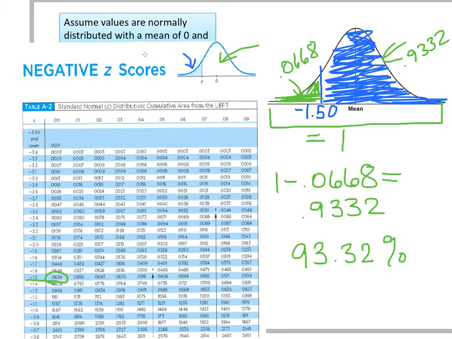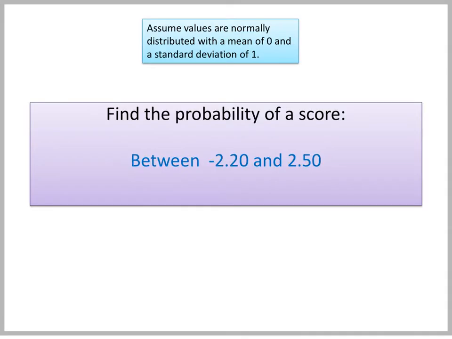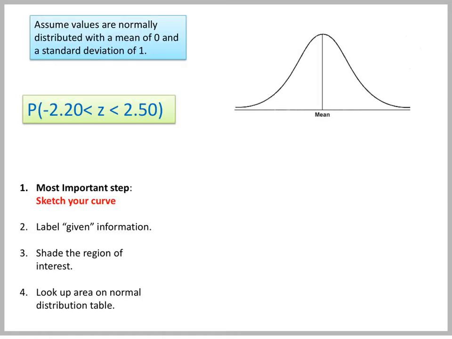Let's do another example. In this example, we're going to find the probability of lying between two z-scores, between a negative z-score and a positive z-score. What's the probability of being between negative 2.20 and 2.50? Again, let's sketch the curve. So our first z-score is going to lie over here on the left at negative 2.20, and our other z-score is going to lie over here on the right at a positive 2.5. And I want to know the probability of falling in between.